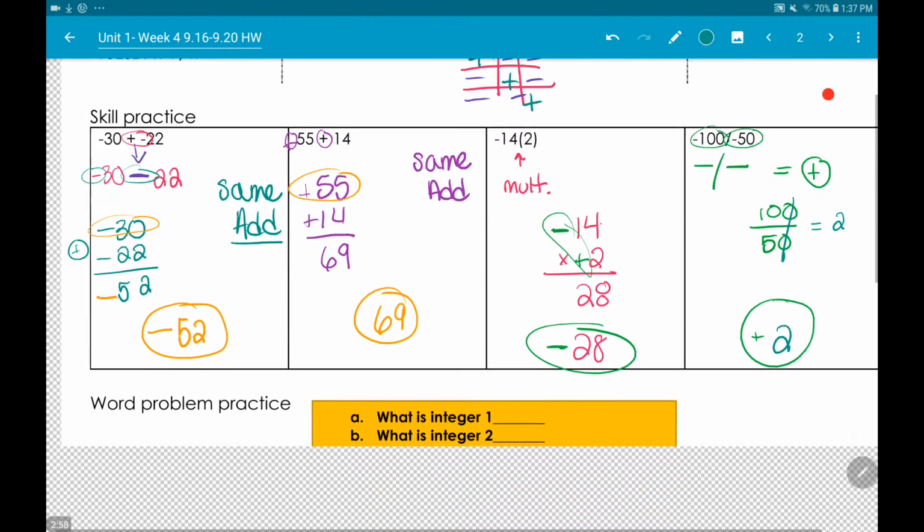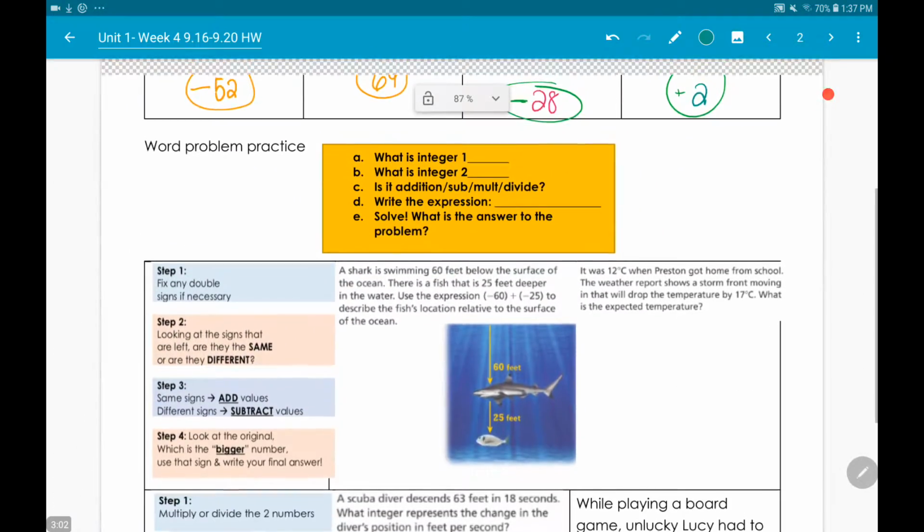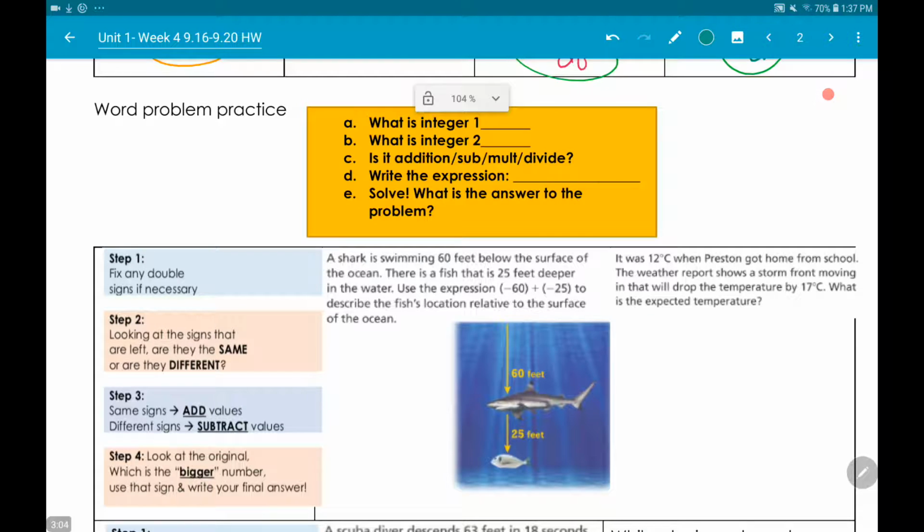All right, so same thing for word problems. So when we think of word problem practice, we want to think of these little bullet points. What is integer 1? What is integer 2? What operation am I doing? Writing it and then solving it. So let's look at the first one. A shark is swimming 60 feet below the surface. And there is a fish that is 25 feet deeper.